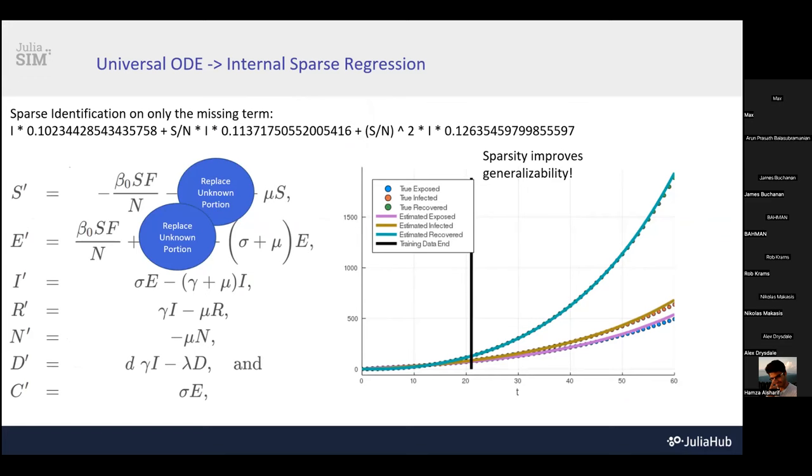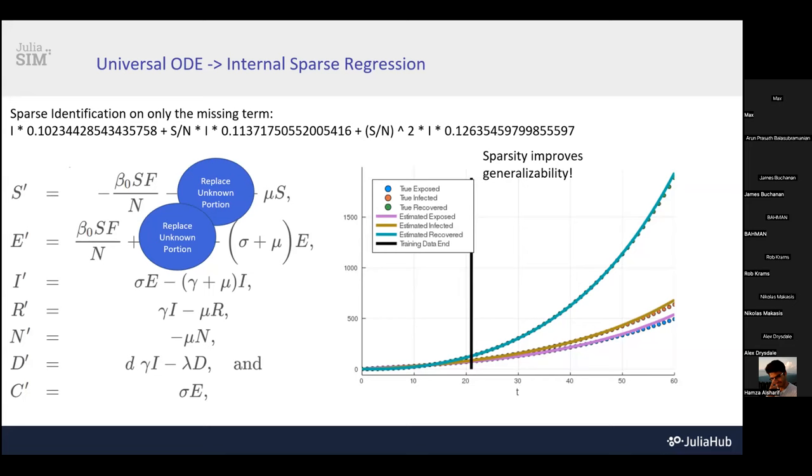The next piece is that once we have a representation of the thing we didn't know how to model, we can do a lot of prior analyses on that piece that we did not have before. So here, for example, we've trained this neural network to capture the thing I didn't know how to model. After training, I can put input values in there, get output values out, and perform a sparse regression.